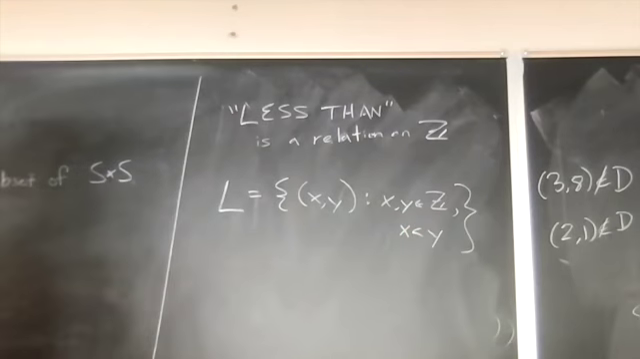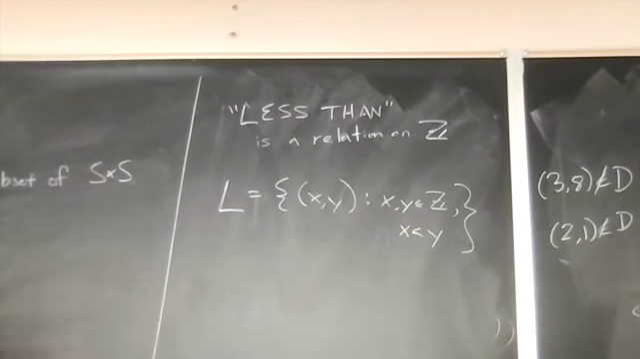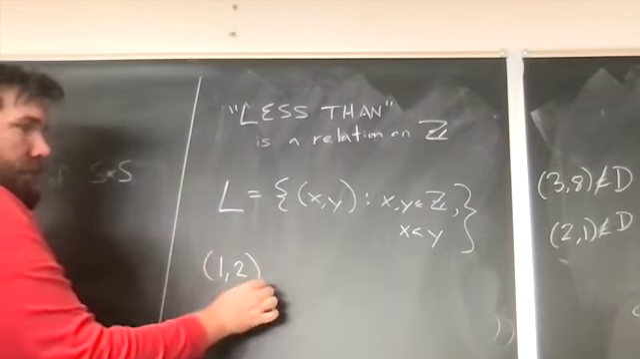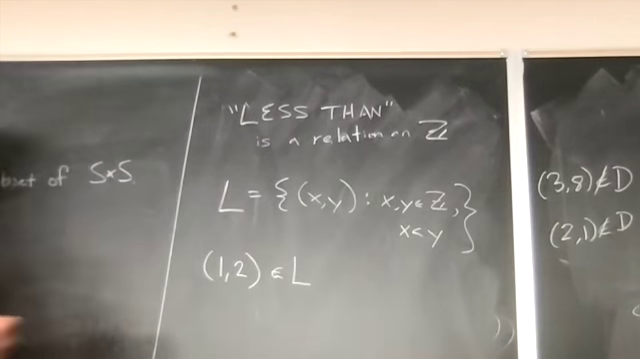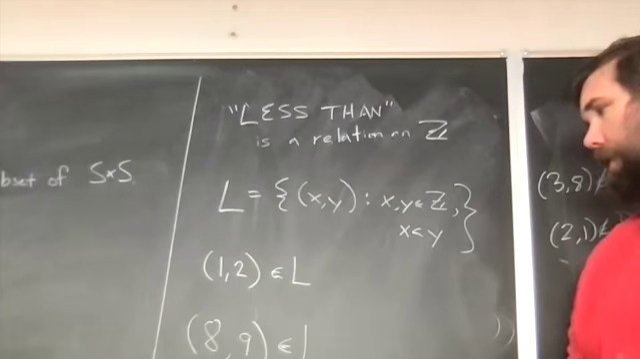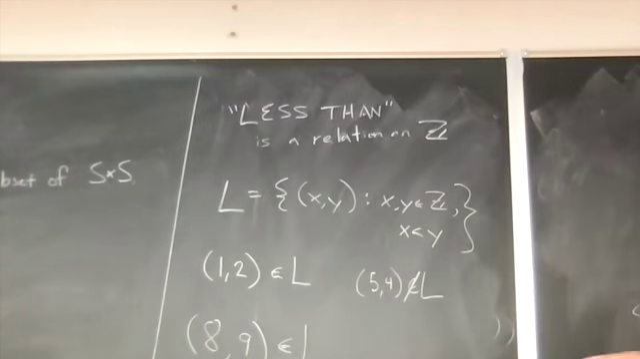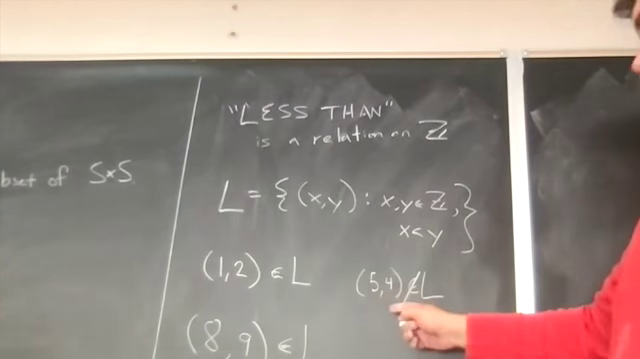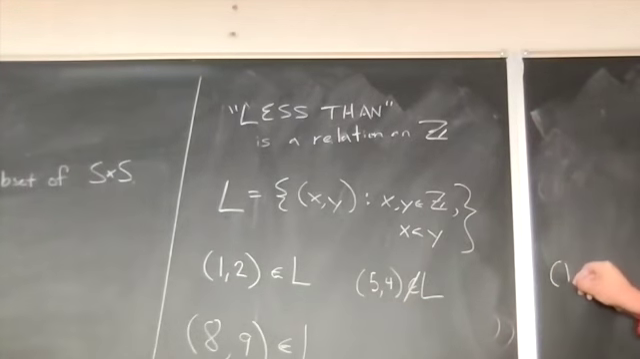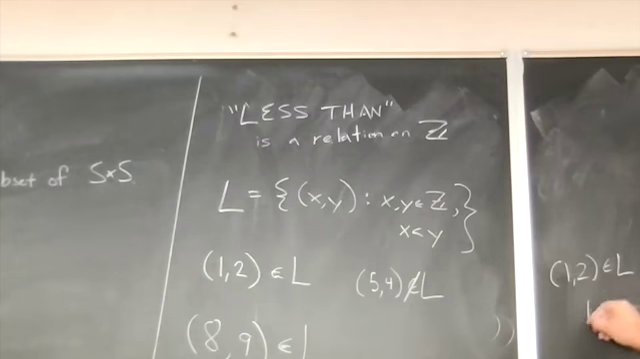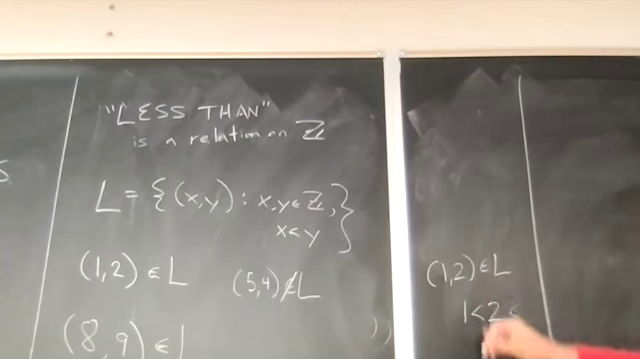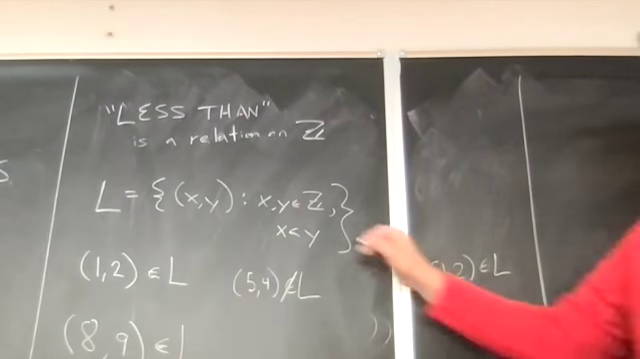So can you give me something that would be in this set? 1, 2 would be in this set. 8, 9, sure. What would not be in L? 5, 4 would not be in L. So here's another example of a relation, and of course you've seen this written differently. Instead of saying 1, 2 is in L, which you would have said in previous classes, we'll say sometimes in this class 1 is less than 2. But these mean the same thing because of how L has been defined.